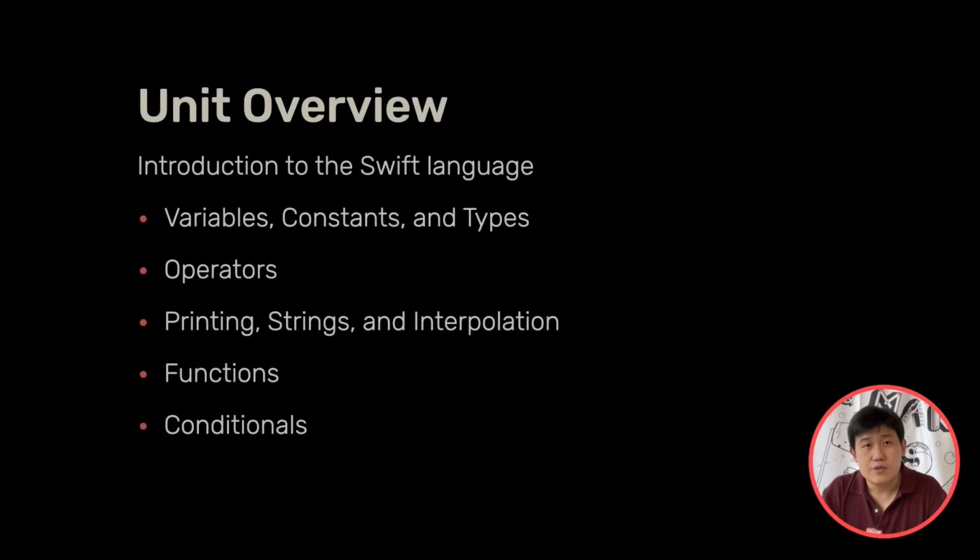All right, so that's it for this unit. We've covered a whole bunch of stuff introducing the Swift language. We learned about variables, constants, and types and comments. We did some operators, we did some printing, we did some string interpolation, we worked with functions and conditionals. That's a lot of stuff. Congrats on making it through all this. We'll be going back to SwiftUI to make yet another app in the next unit, and I will see you soon.